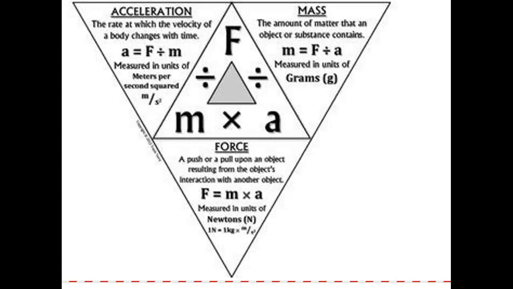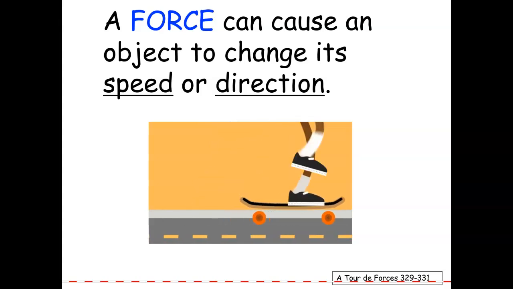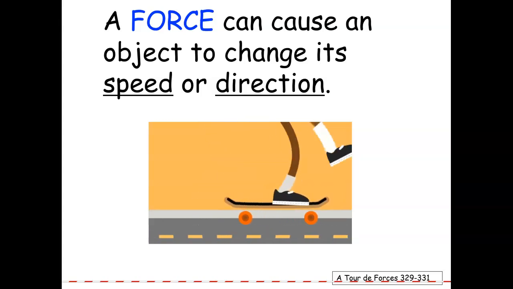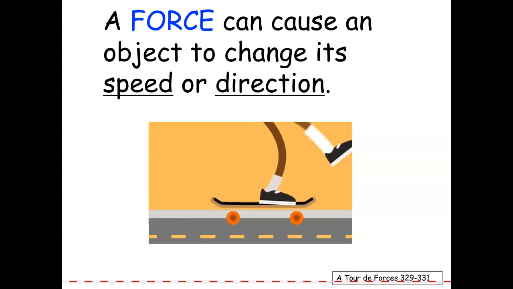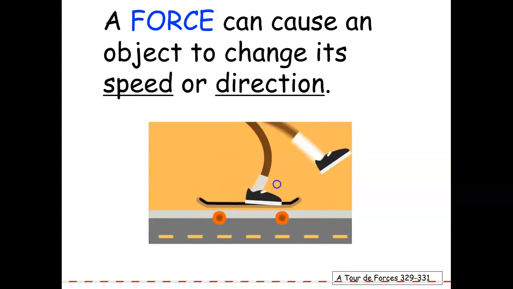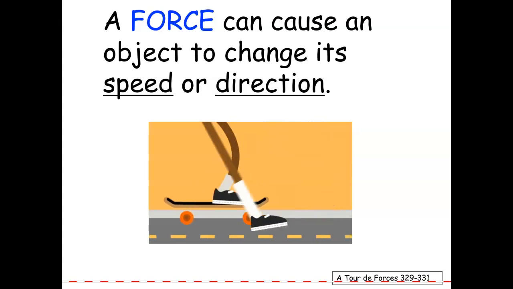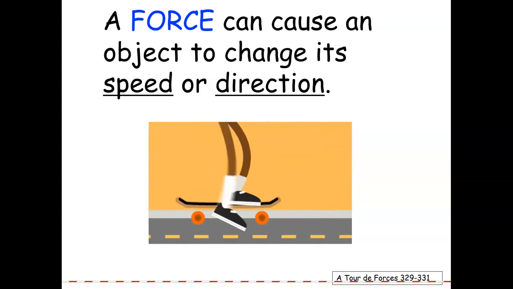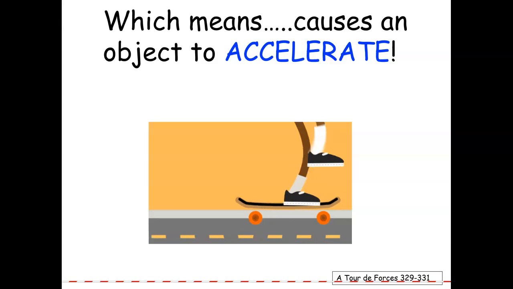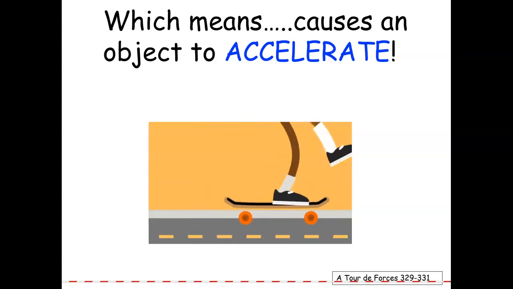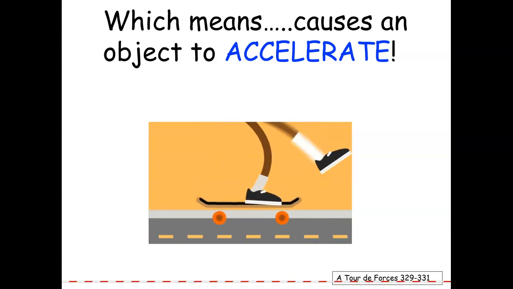Another way of looking at the triangle, it just tells you how to break down each one of the steps. So a force can cause an object to change its speed or direction. And we know if either one of those are changed, that we're changing the velocity. And we have a vocabulary word that means the change in velocity, and that is acceleration. Remember that acceleration is the change in velocity.